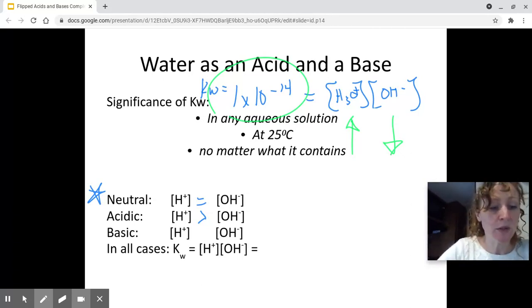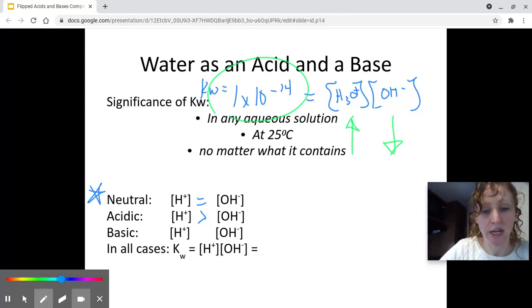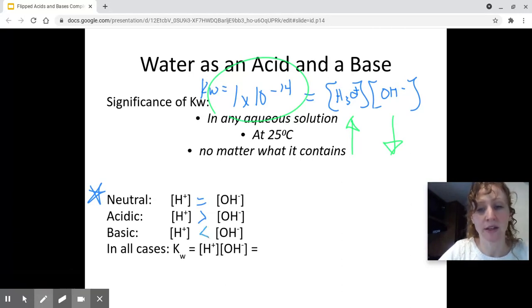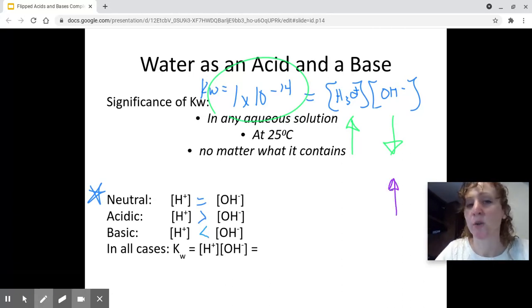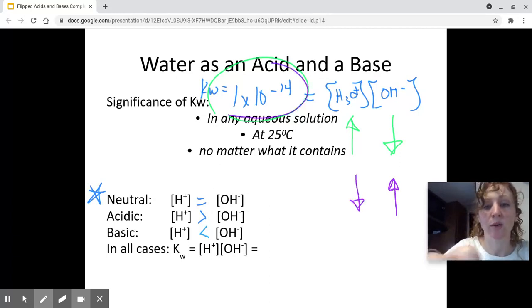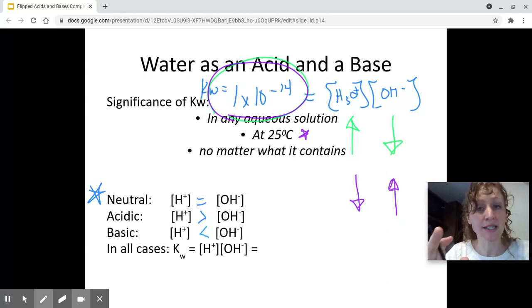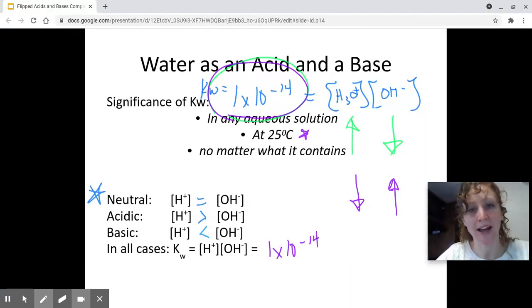And then same thing with a basic solution. In a basic solution, you're going to have more hydroxide than hydronium. Same idea. If hydroxide concentrations go up, what do hydronium concentrations have to do? They have to go down so that your equilibrium constant stays the same. Remember, the K is not going to change unless you change the temperature. In all cases, those two quantities are going to multiply together to equal 1 times 10 to the negative 14th as long as you are at STP.